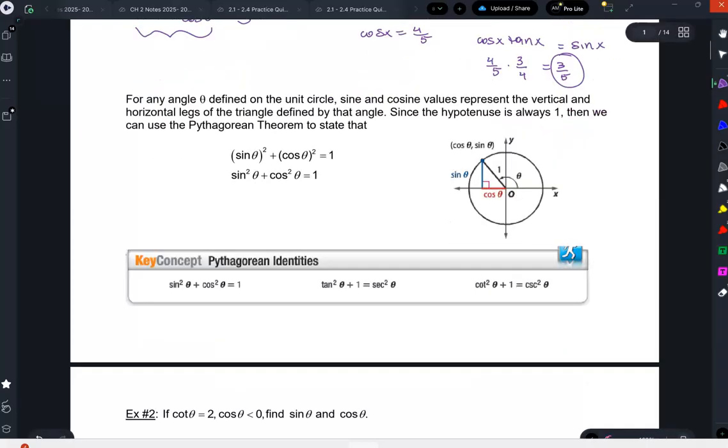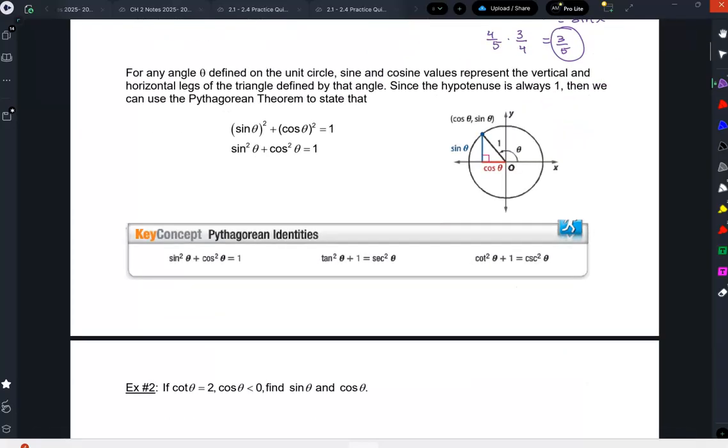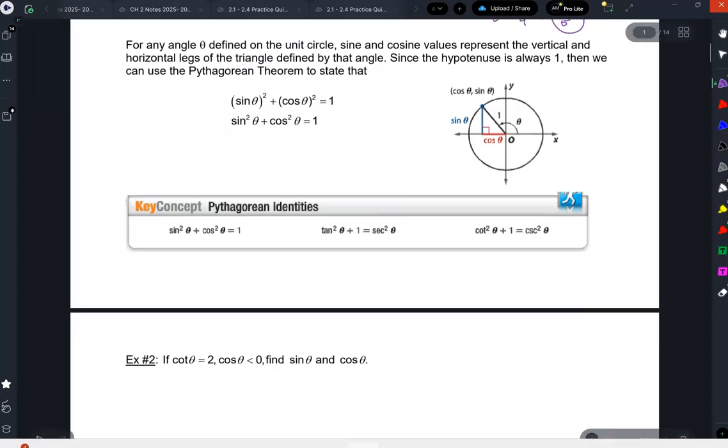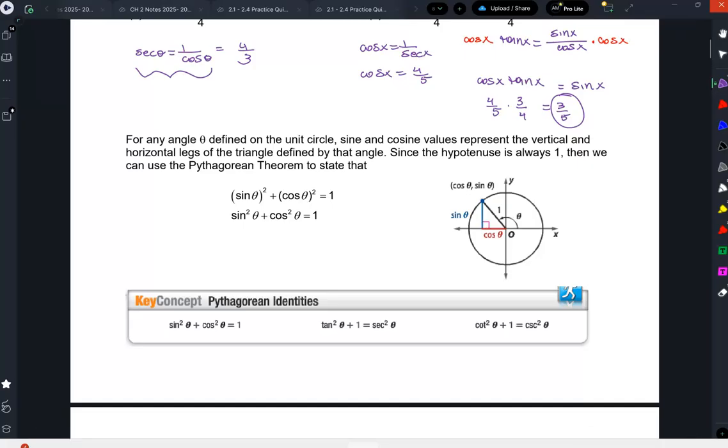All right, very quickly, and then I need to move on. Again, let's do a couple of actual ones that you're going to have. All right, let's move on to some of the other identities.